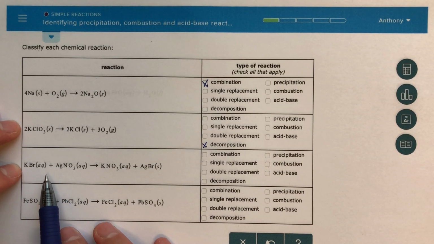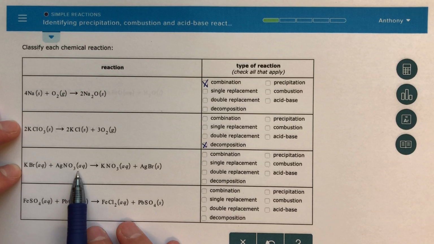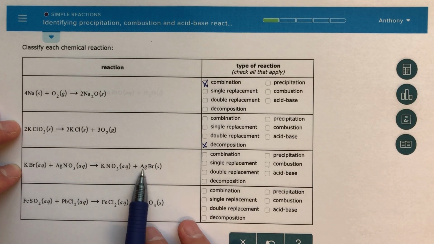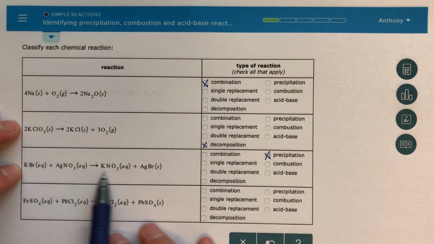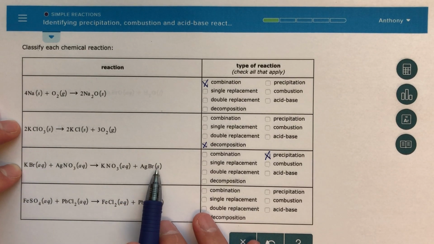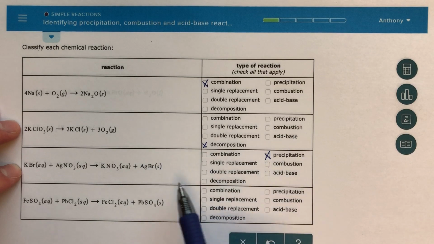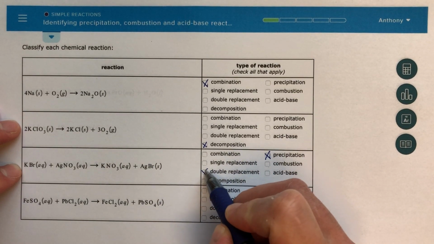So the next one, I've got KBr aqueous plus silver nitrate aqueous going to potassium nitrate aqueous and then silver bromide solid. This is what we call a precipitation reaction. So in this reaction, we're going from aqueous things to a solid. When you mix these two things together, it'll all be aqueous, but when you mix it together and you get a solid, that's a precipitation reaction. This is also called a double replacement reaction.